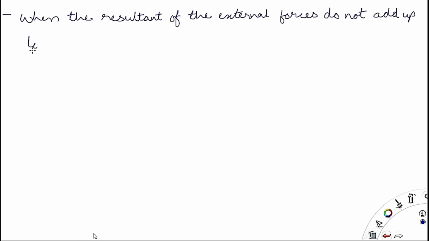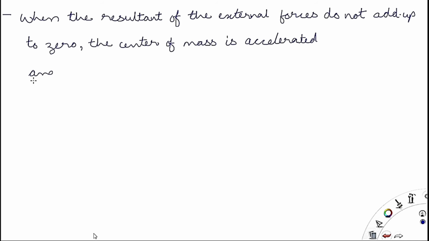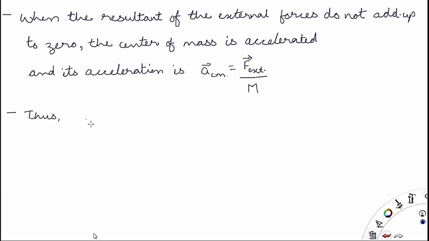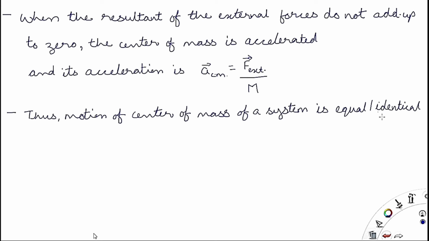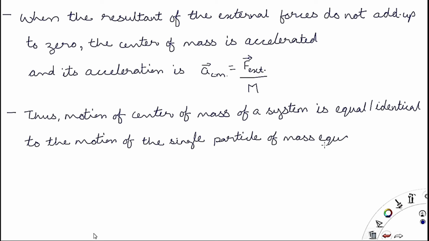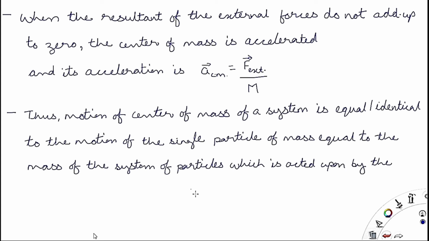When the resultant of the external forces does not add up to 0, the center of mass is accelerated. When ACM is not equal to 0, it means the system is accelerating, and this acceleration is given by ACM is equal to F external by capital M, where capital M is the mass of the system, the mass of the total particles. Thus, the motion of the center of the mass of a system is identical to the motion of a single particle with mass equal to the mass of the system of particles, which is acted upon by the external force F external.